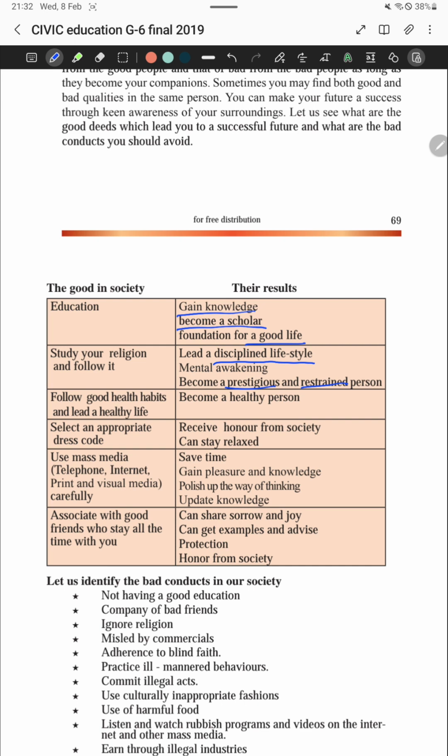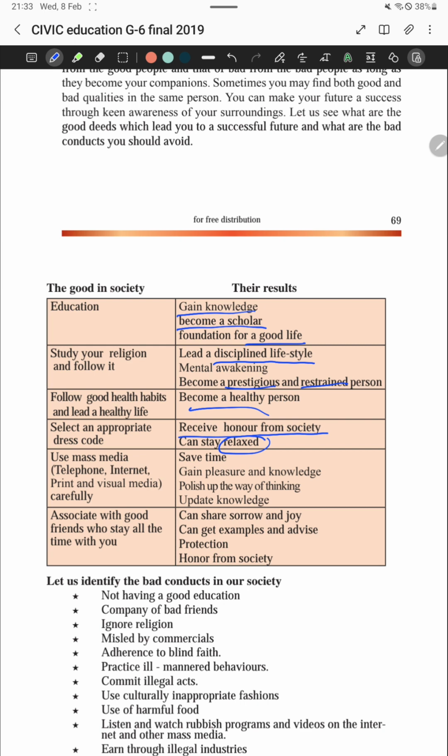Having a good background with a good religion, you can get those things for your personal development. And follow good health habits and lead a healthy life. Be healthy, then you can be a healthy person. And select an appropriate dress code. When you are wearing a dress, you must be concerned about the dress for the situation and the place where you are wearing it. It also has to be a relaxed one, and it should give you honor from the society.